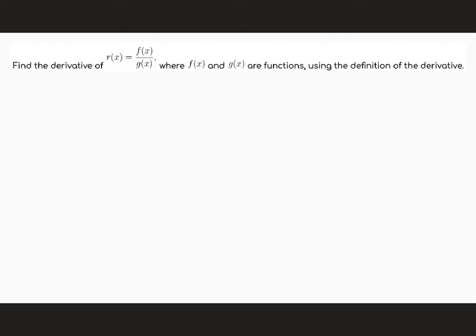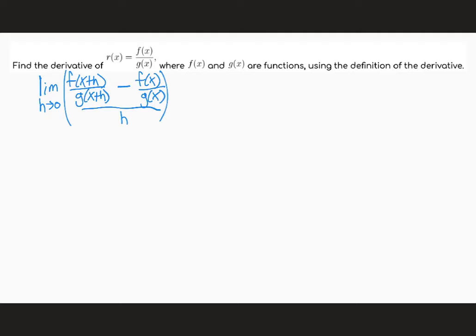We're about to do the same thing we just did, but now we're going to do this to discover what happens if we're dividing two functions. So let's set up our limit. Limit as h approaches 0 of f of x plus h over g of x plus h minus f of x over g of x, all over h. Ugh, that's kind of gross.